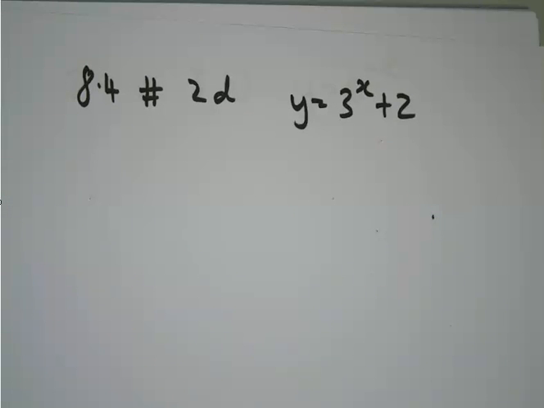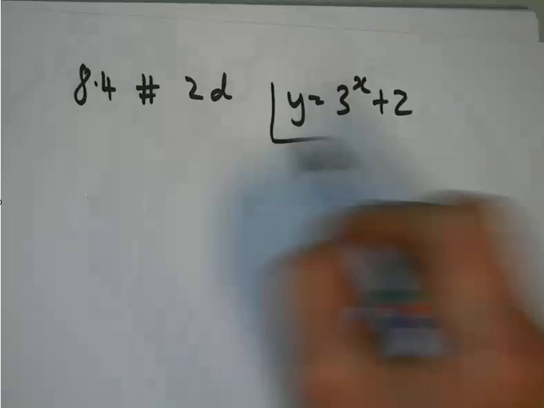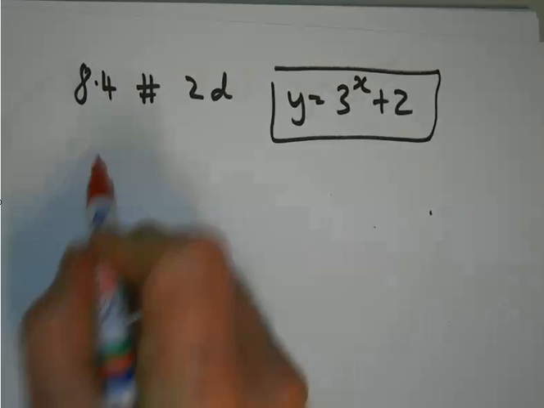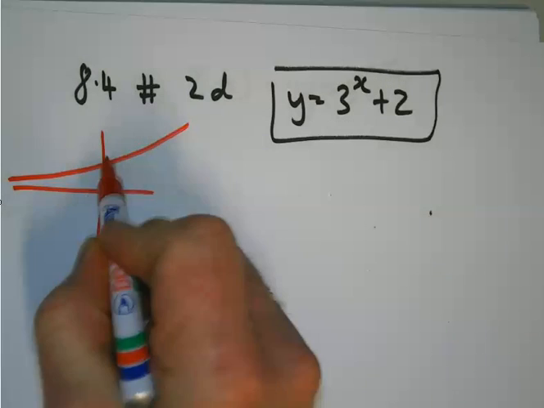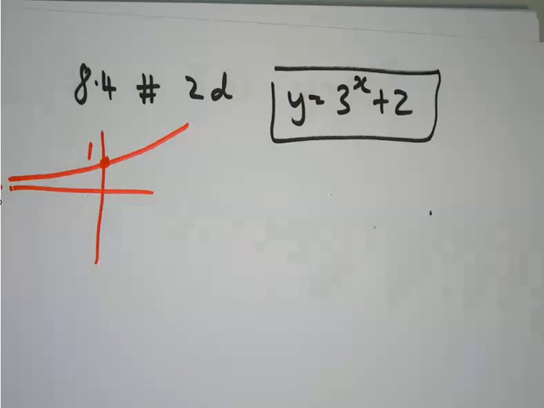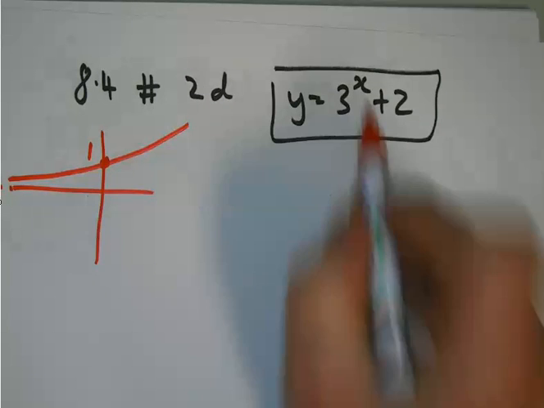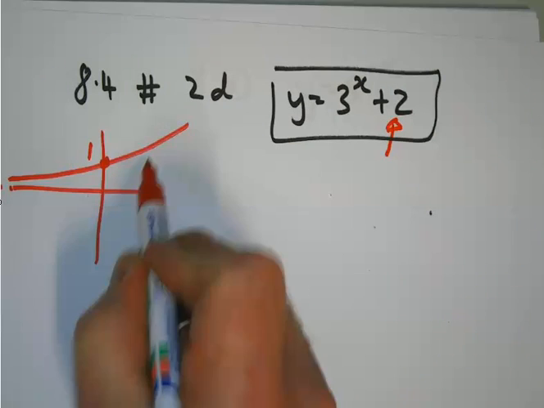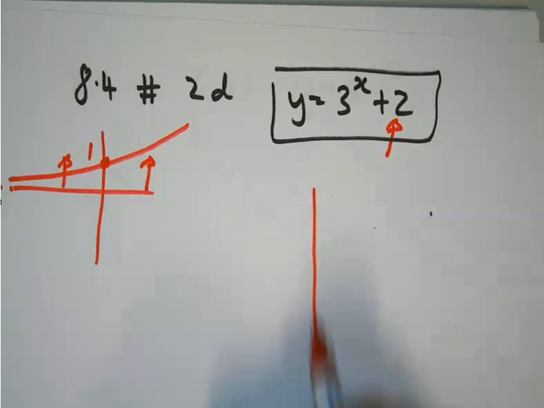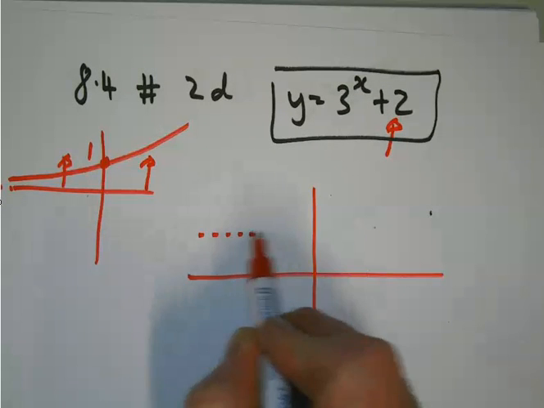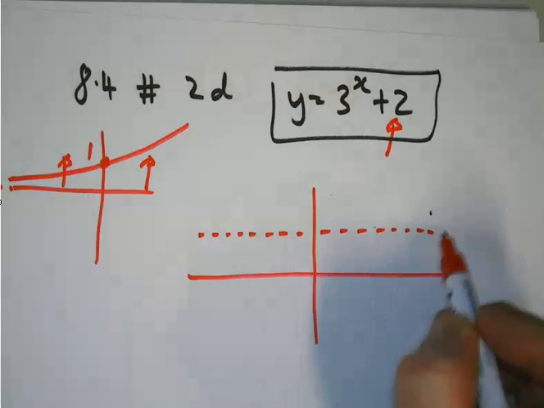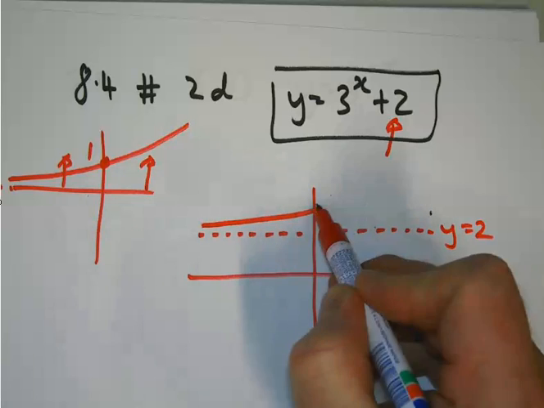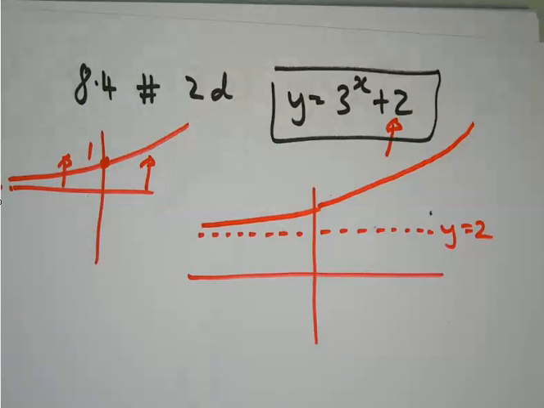Looking at 8.4 2d, this is the graph that I'm drawing: base 3, e to the x plus 2. Keeping in mind that my original would look like this, going through there at 1 and having an asymptote there. I've got no dilations, I've been moved up 2, so this whole graph has been moved up 2. Therefore I'm going to have my horizontal asymptote here at y equals 2, and the curve is going to look like this, having an exponential pattern to it.